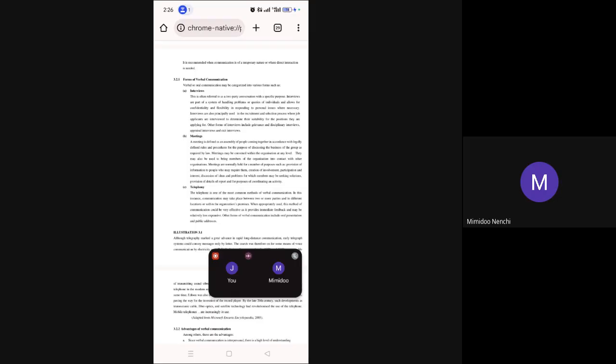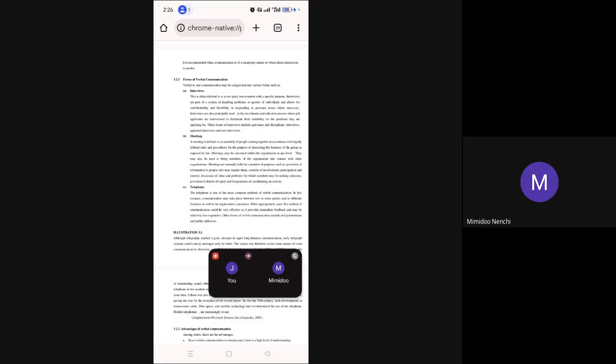Now let's move down to telephone. Telephone is one of the most common methods of verbal communication. Like what we are having is a telephone communication. So we are discussing with the use of what? Telephone. And that's one of the methods of communication.